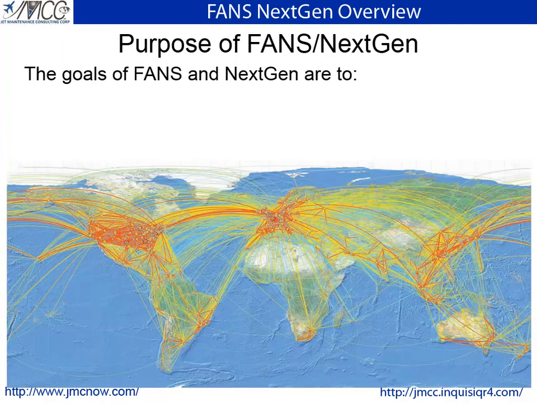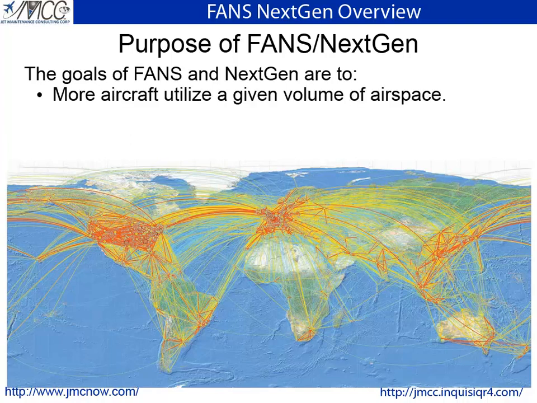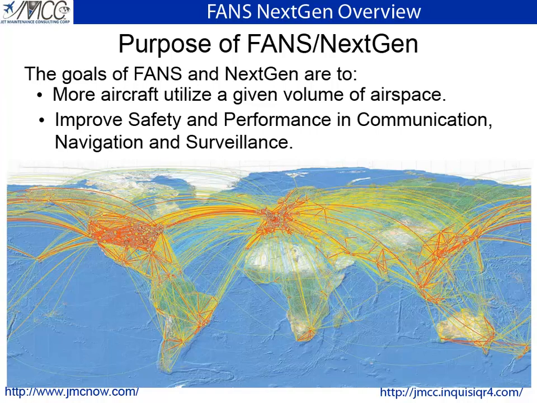Now that we have covered some acronyms, we will look at an overview of both the Future Air Navigation System and the Next Generation Air Transportation System. The goals of FANS and NextGen are to allow more aircraft to safely and efficiently utilize a given volume of airspace and to improve safety and performance related to communication, navigation, and surveillance in air traffic management activities in the United States and around the world.